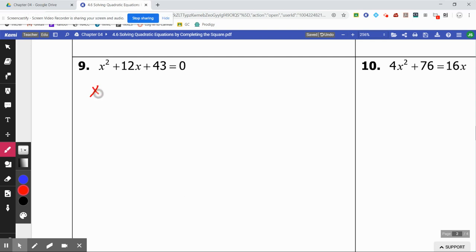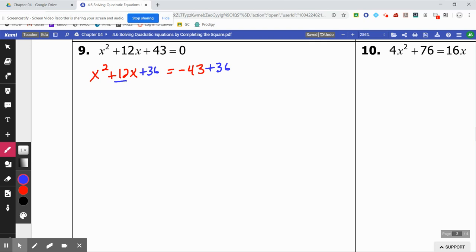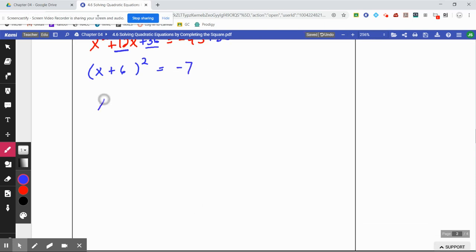The next one. Move the constant over, x squared plus 12x. 43 becomes a negative 43. Complete the square. The way we complete the square, half of it multiplied times itself gives you a 36. Add that to both sides, and something different is going to happen this time. This is a perfect square now. X times itself, adds, multiplies, positive 6, which is half of that, equals negative 43 plus 36 is a negative 7. And you might already see what's about to happen.